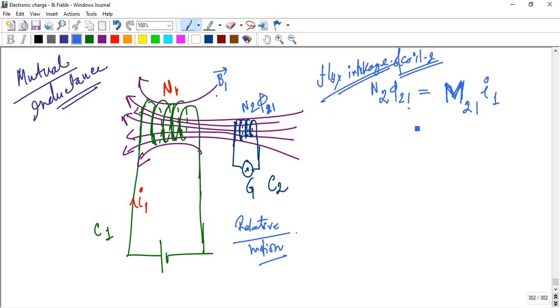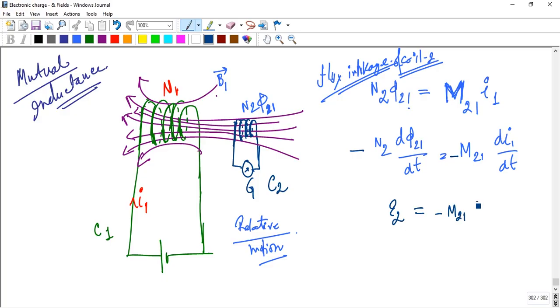Now if I differentiate both sides, N2 d phi 21 by dt equals M21 di1 by dt, with a minus sign. So minus N2 d phi 21 by dt, the flux crossing coil 2 due to the magnetic field produced by coil 1, is EMF 2, which is equal to minus M21 di1 by dt.